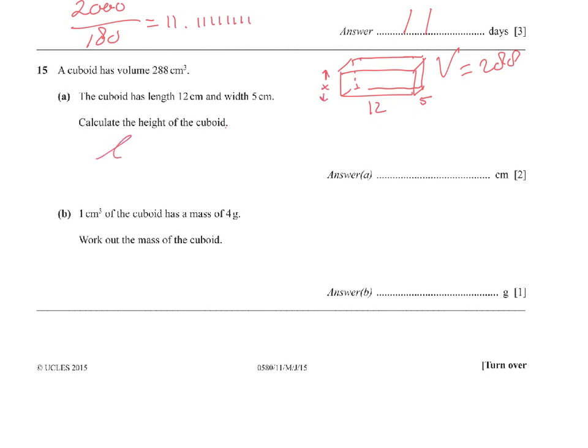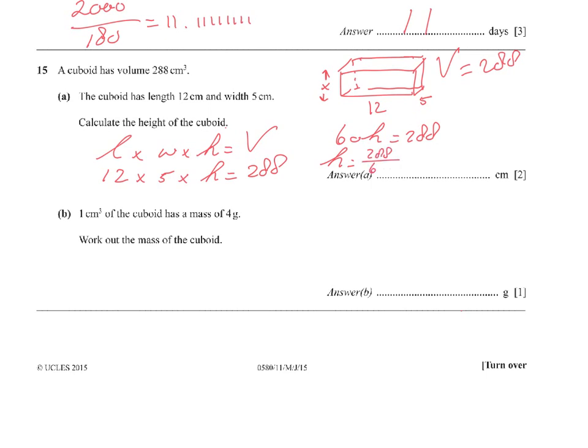Well, you should realize that length times width times the height gives you the volume, which is 288. So 12 times 5 times the height is 288. 12 times 5 is 60. Let me continue here. So 60 times the height is 288. So the height, 288 divided by 60. Now I grab my calculator. 288 divided by 60 equals 4.8. 4.8 centimeters. Very good.